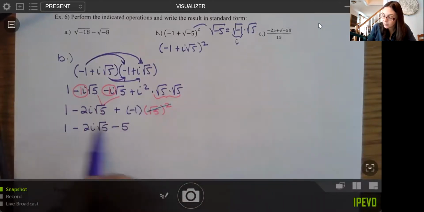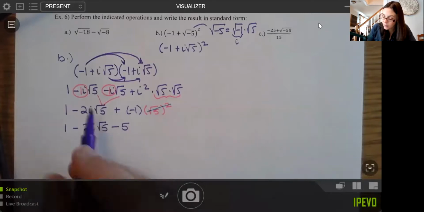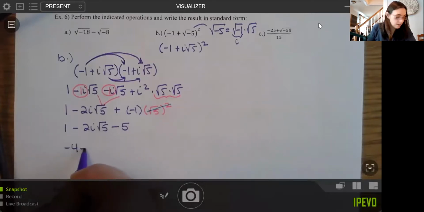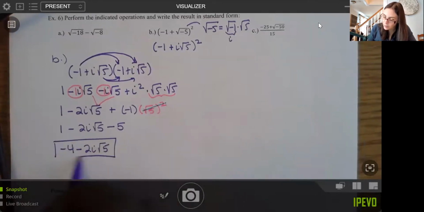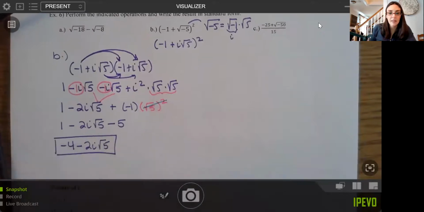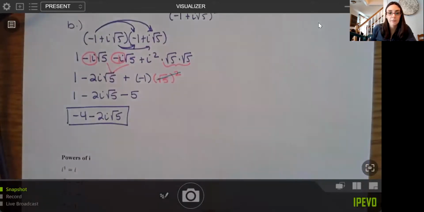Here I have like terms, so I combine the real part, so I have -4 minus 2i√5. And this is as good as it's going to get. I have my real part first and my imaginary part second. So this is in standard form.